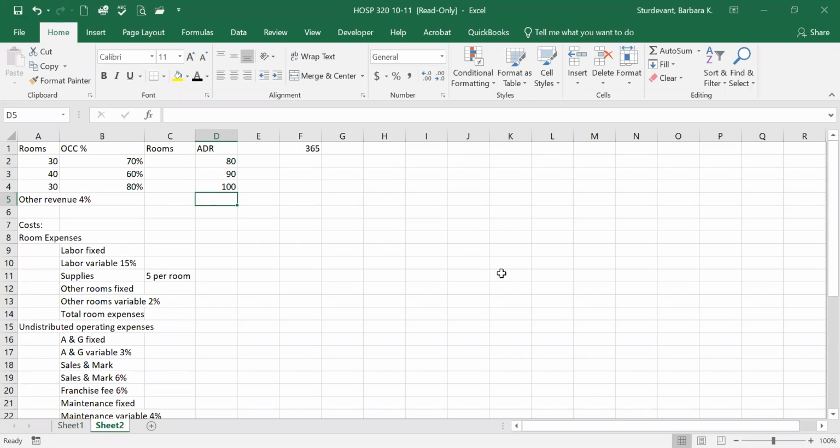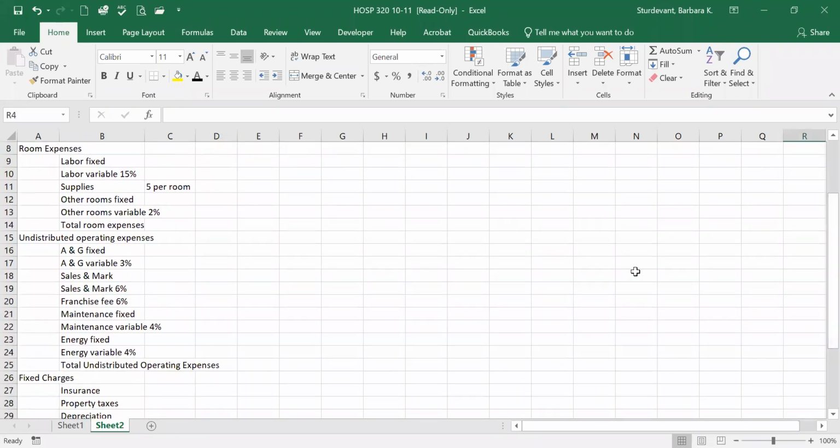Undistributed expenses. Okay, so this is like the middle section that we did on our income statements. We have A&G fixed and variable. Marketing, sales and marketing, fixed and variable. They broke the franchise fee out because we have to calculate that. Maintenance, fixed and variable, and energy, fixed and variable. Again, follows that middle section on the income statement.